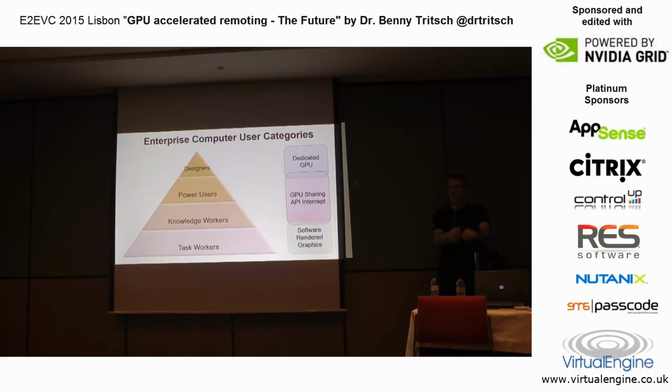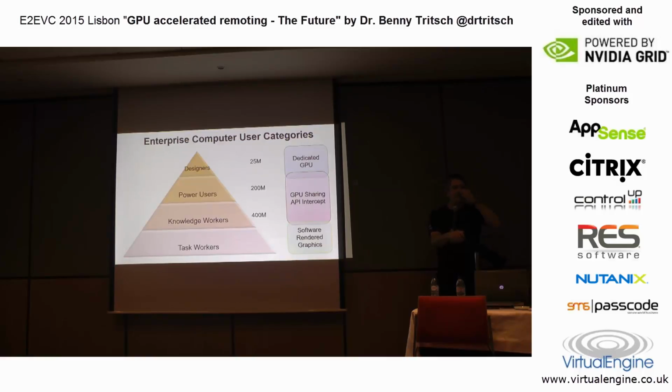And the question is, is it going to be the future work model that these people are using only their workstations, or are there any other models? I will share with you some of those models in a bit. For power users and knowledge workers, you want to use GPU sharing or API intercept technology, because then you can share those GPUs that are available in remoting environments, while task workers are pretty good with only software rendered graphics. These are numbers that VMware and Nvidia came up with.